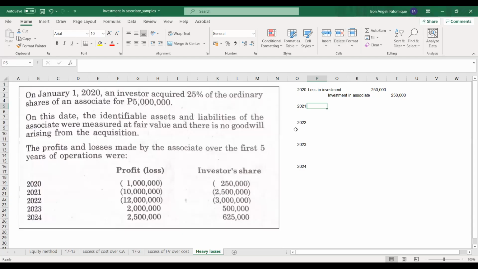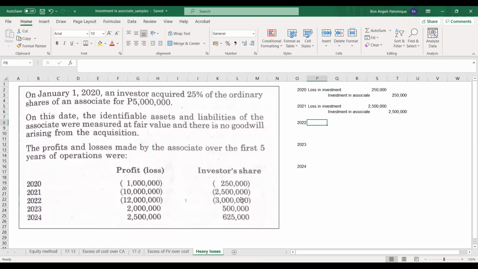Okay, so nung year 2, 2021, meron namang loss ulit si company investee na 10 million. So may share ulit tayo doon ng 2,500,000. So ang ating investment daw, di ba, is 5 million, sabi dito. So kaya pa natin i-record yung 2,500,000 na share natin, hanggang doon lang sa part na nandun lang sa carrying amount ng investment.